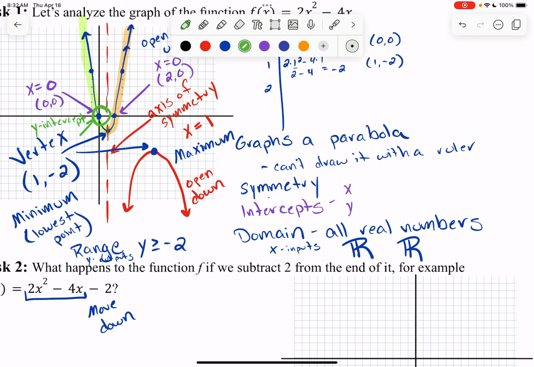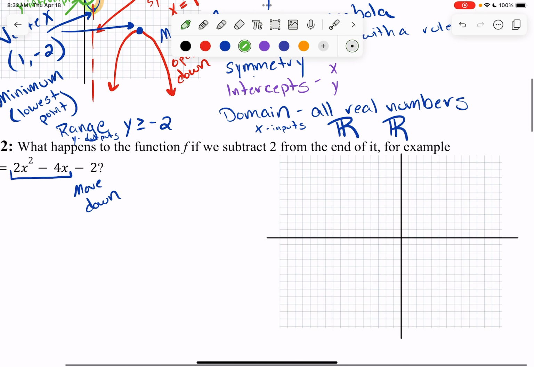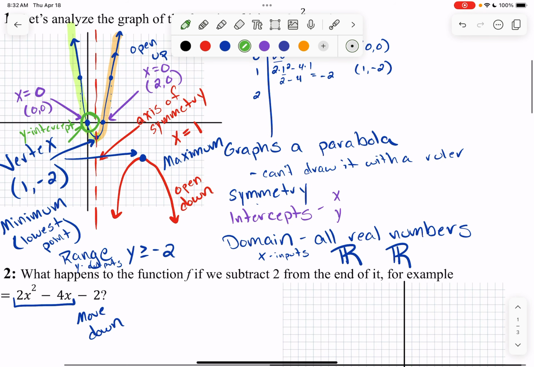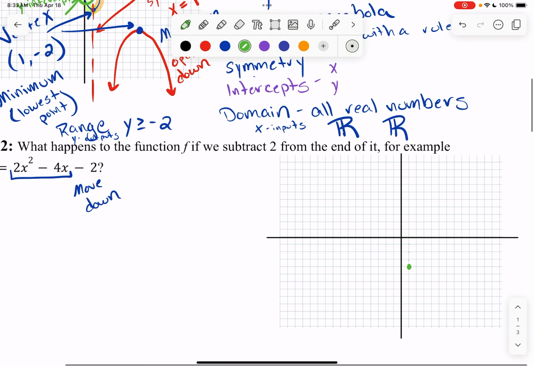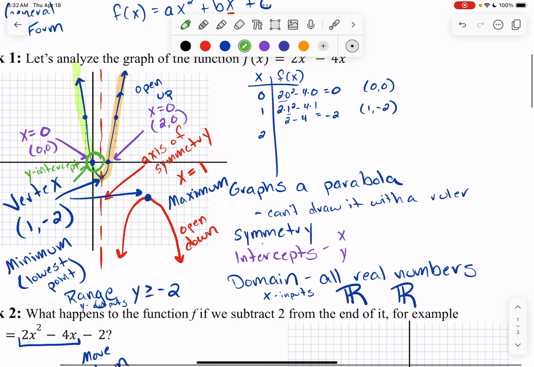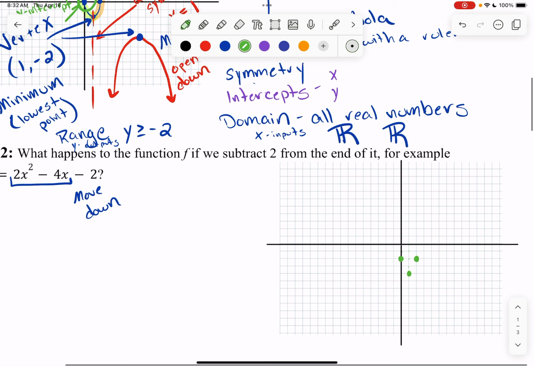So instead of the vertex being at (1, -2), it's going to be at the point (1, -4). Instead of the point (0, 0), we're going to have the point (0, -2). I could see already that it's changed my y-intercept. We're still going to have that symmetry idea, so I know this point over here is going to be on there. We also have the point, I believe, (3, 6), so it's now going to be (3, 4), moved down 2.